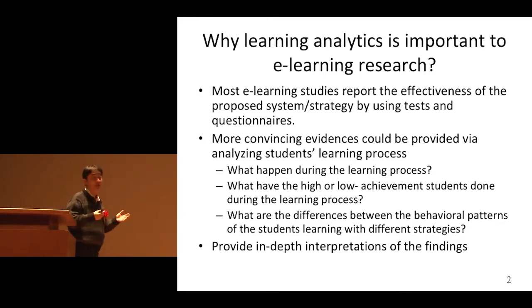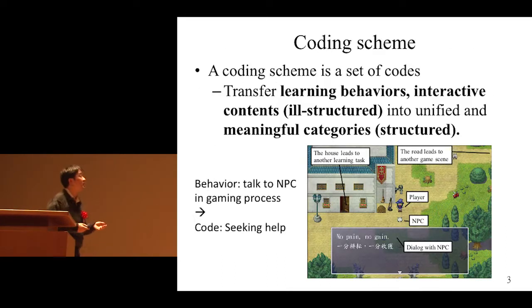For example, we can answer questions we could not answer before, such as what the high or low achievement students did during the learning process. We can also have in-depth discussion when we try to explain why some groups learn better than other groups. Before doing that, the first thing we need to do is to define a coding scheme.